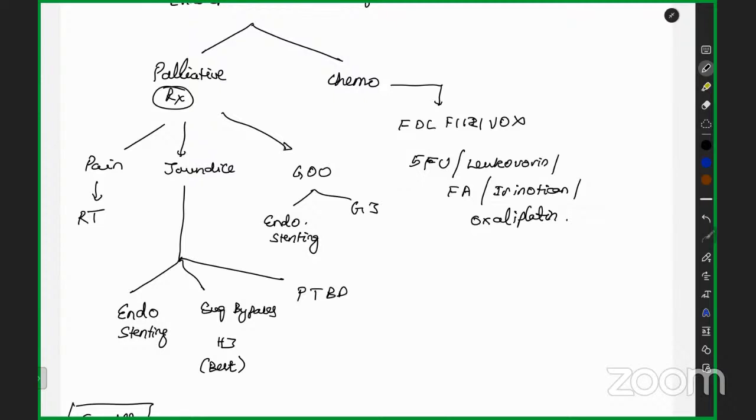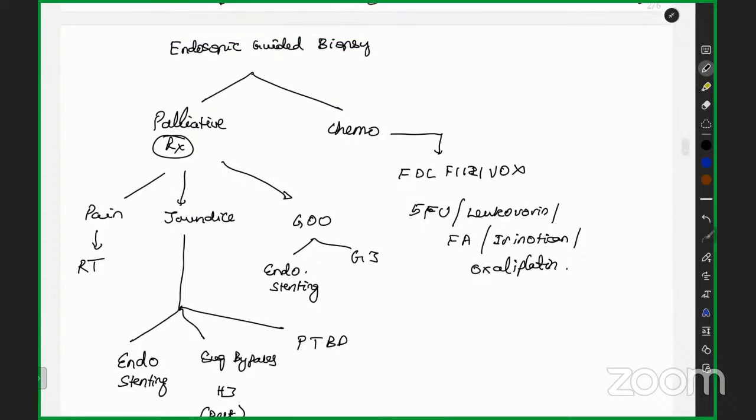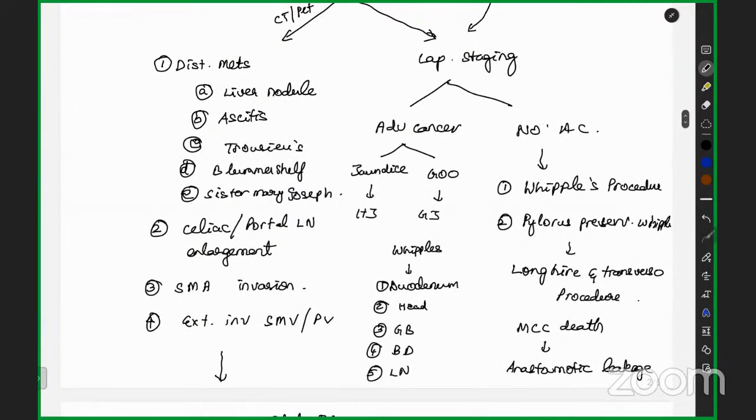Next, I'm going to see whether there is any gastric outlet obstruction. If there is, then I can go for endoscopic stenting or gastrojejunostomy. Now, next, I'm going to see whether there is any advanced cancer or no advanced cancer. If no advanced cancer, I'm going to perform a Whipple's procedure.